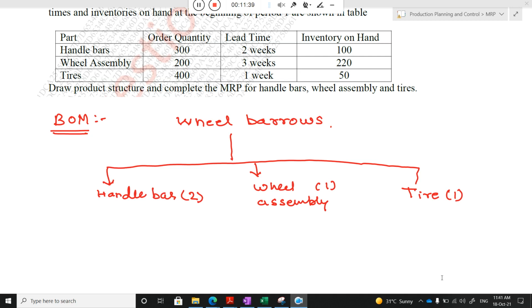Now the next point: you need to show the lead time. That means if I place the order of the handlebar today, when will it arrive? After 2 weeks. Okay, so I will put here 2 weeks, 3 weeks, I think 3 weeks, right, and 1 week. So is there any doubt, class, about how to make a bill of material? Is there any doubt? No, sir.